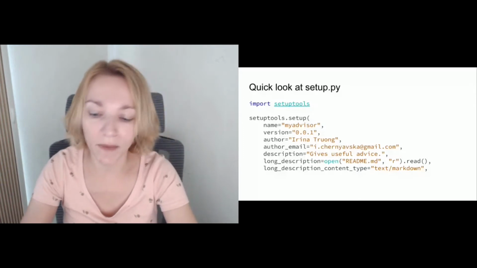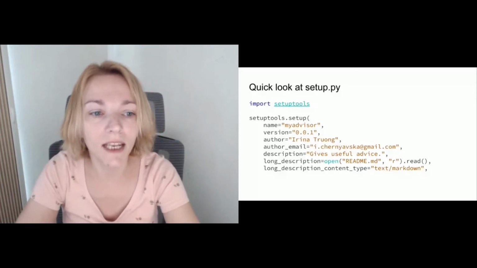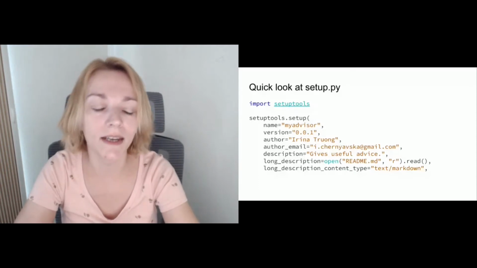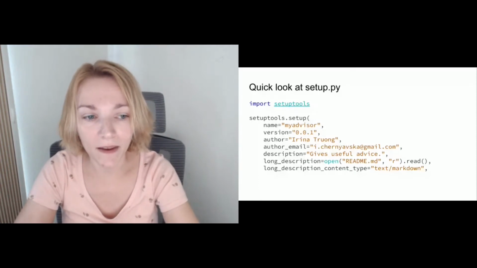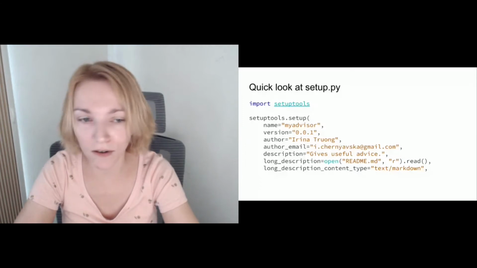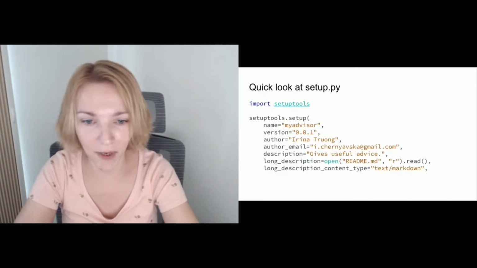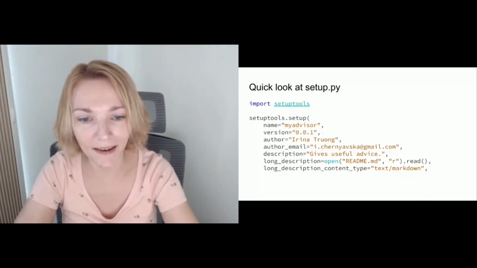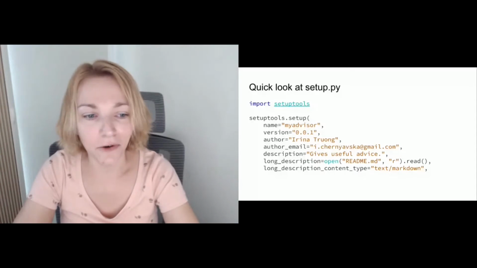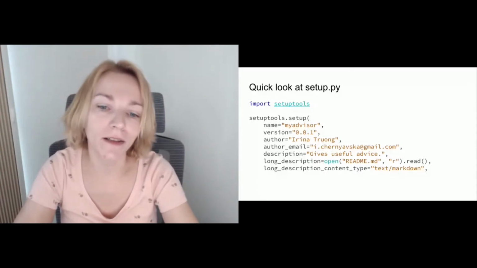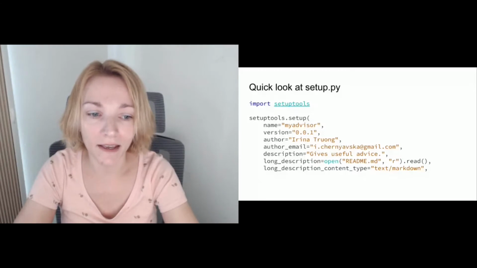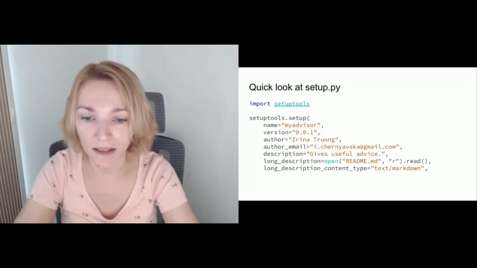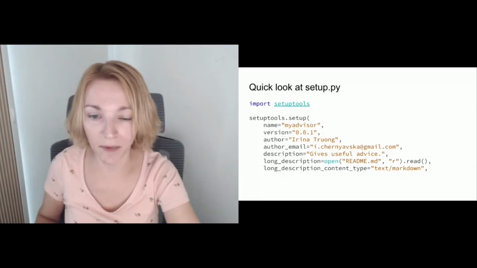Let's go through the parameters. First of all, it has to be the name of the package, of course, and here it's my advisor. Then you have to provide a version, which is 0.0.1. Author name, my name, author email, that's my actual email here. Description gives useful advice. You saw it's very useful. A long description. For the long description, I'm using my README file here. And I'm going to say that, okay, my long description is a Markdown file. So content type, search for that.